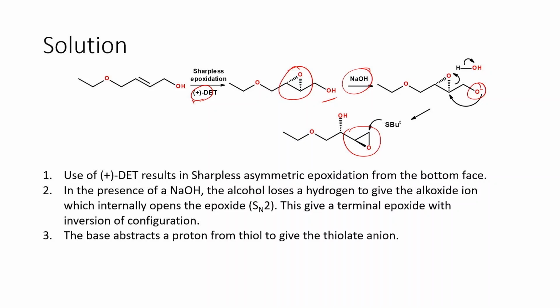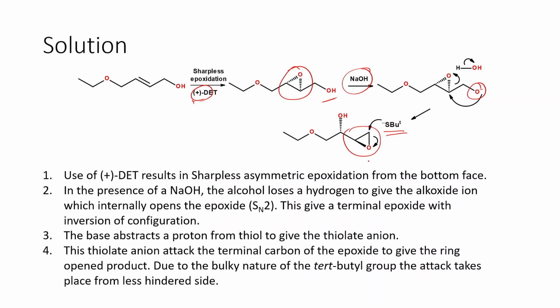And then the second step is that the thiolate anion is going to attack. It cannot attack at the internal position because of the bulky nature of the tertiary butyl group, so the internal attack is not possible. The thiolate anion will attack only from the external site. So that is how the epoxide is opened up, and this epoxide opening leads to the final product as shown here. And with this we can easily figure out what our final product is in this reaction.